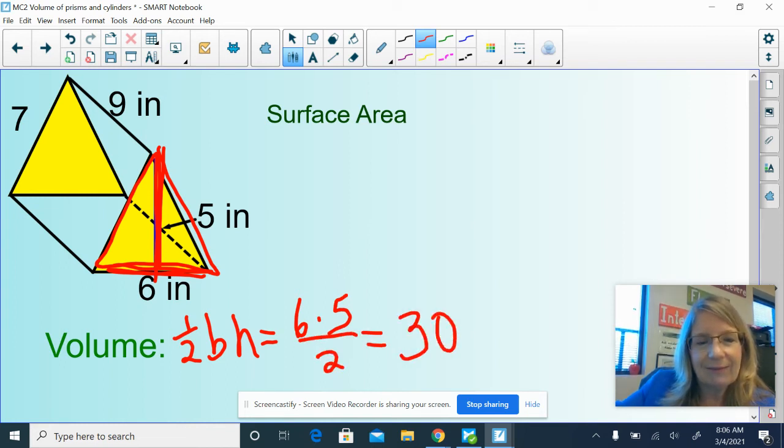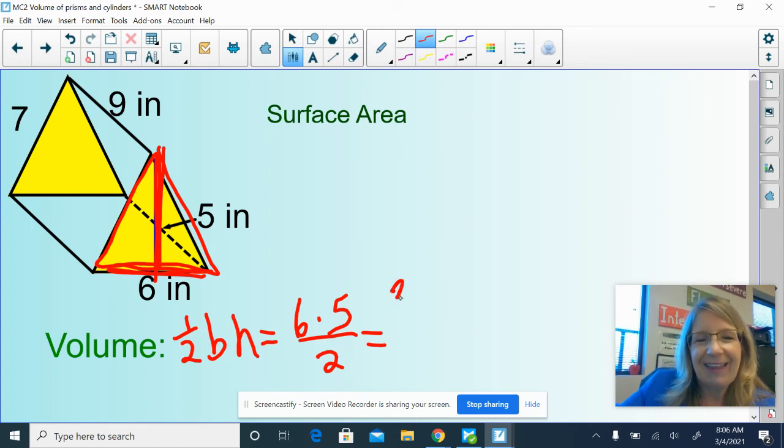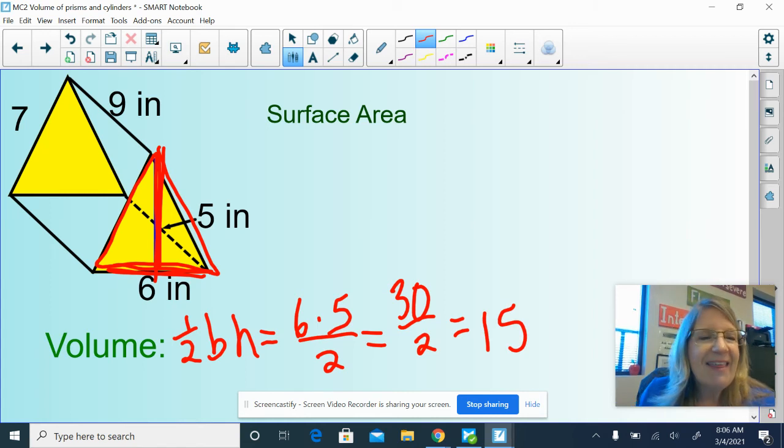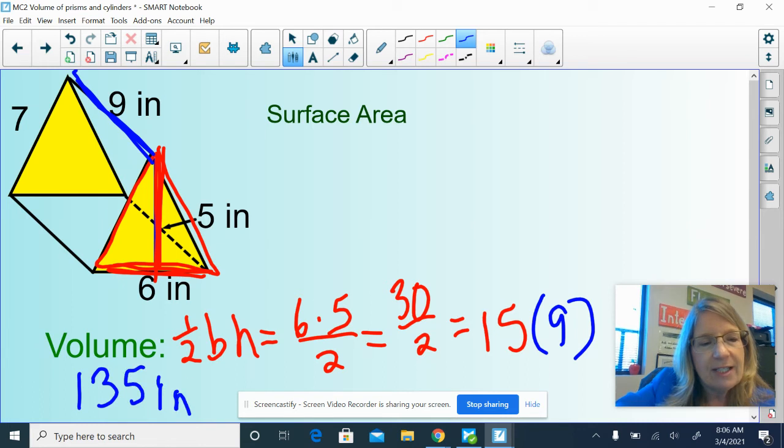Oh, I'm sorry, whoops, let me fix that. 30 divided by 2. So 30 divided by 2 is 15. And that's just for the base of the triangle. And now we're going to say times the height of the whole prism. So 15 times 9, should do that in my head. 15 times 9 is 135. So the volume would be 135 inches cubed.